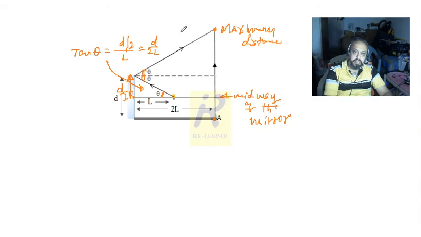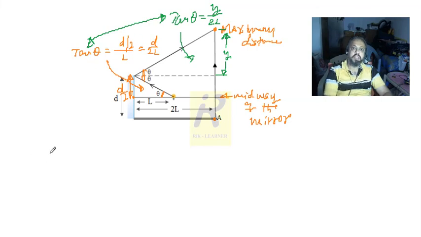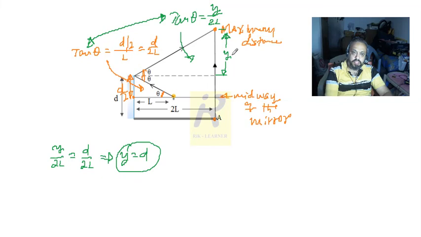Now for this triangle, the angle is again theta. I call the length from this edge to here y. So tan theta: the opposite is y, and theta is here, in this triangle we are looking at. The opposite is here, and the adjacent is this one, which is of length 2L. Now equating these two, this is also tan theta and this is also tan theta, so y divided by 2L equals d divided by 2L, which implies y equals d. So y equals d means this width is d.